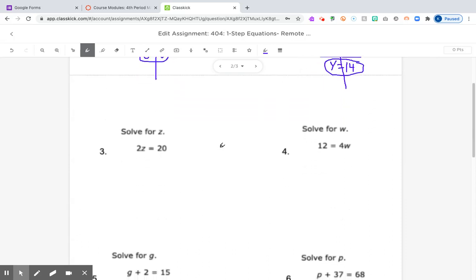All right. Here's the next one. We're going to do this one together too. This one says 2z is equal to 20. Well, we're going to start with this 2z. This can also be read as 2 times z. Okay, that can also be read as 2 times z. We're going to do the opposite. So, to get rid of that 2, we are going to divide each side by 2.